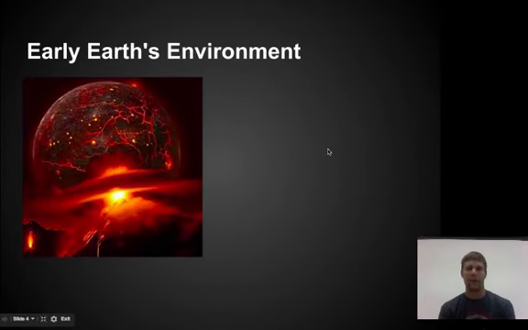Early Earth's environment was a lot different than the environment we know on Earth today. There was no life on early Earth for several reasons. One was that the surface of the Earth was covered in volcanoes. There were meteors from nearby orbits constantly slamming into the surface of the Earth. This kept the temperature of the Earth really hot, way hotter than the temperatures we know today.